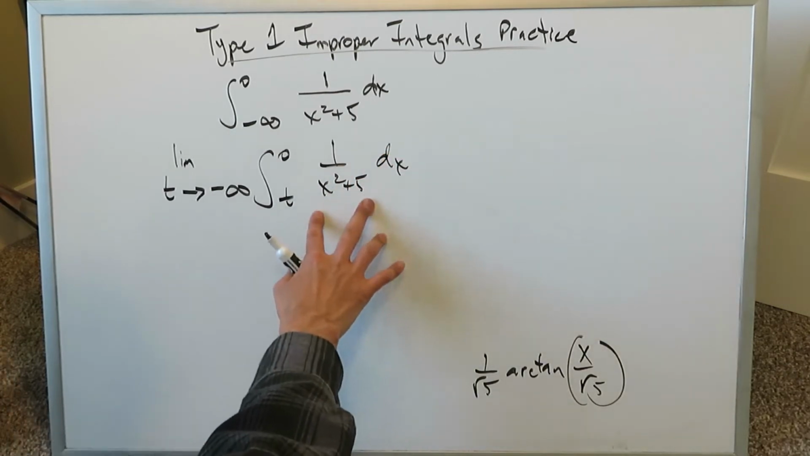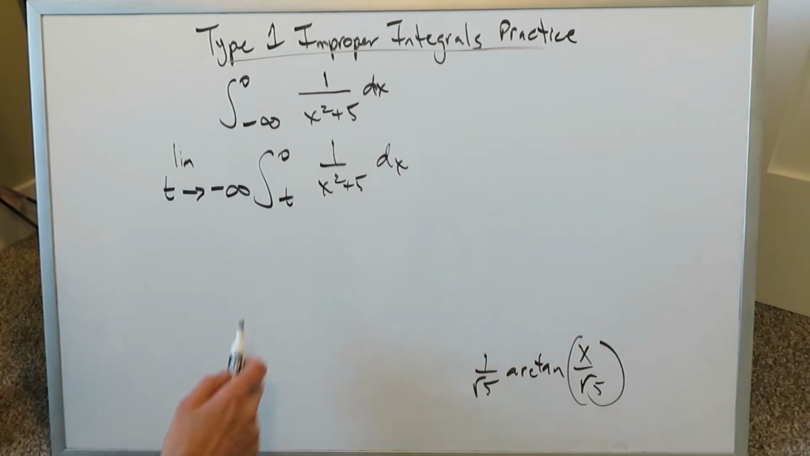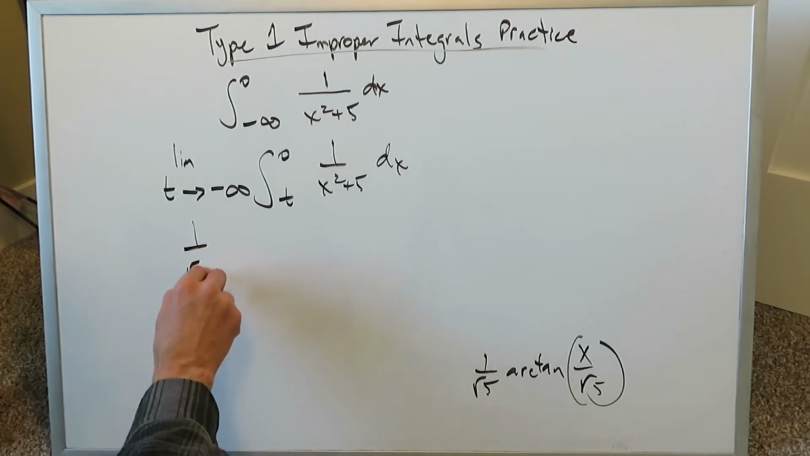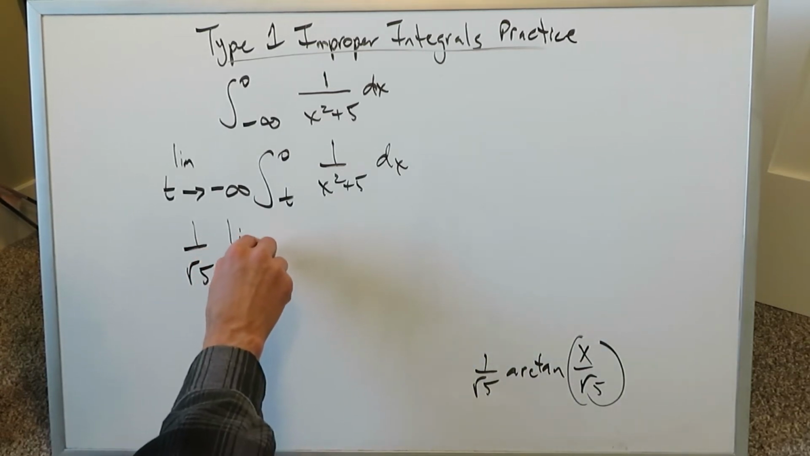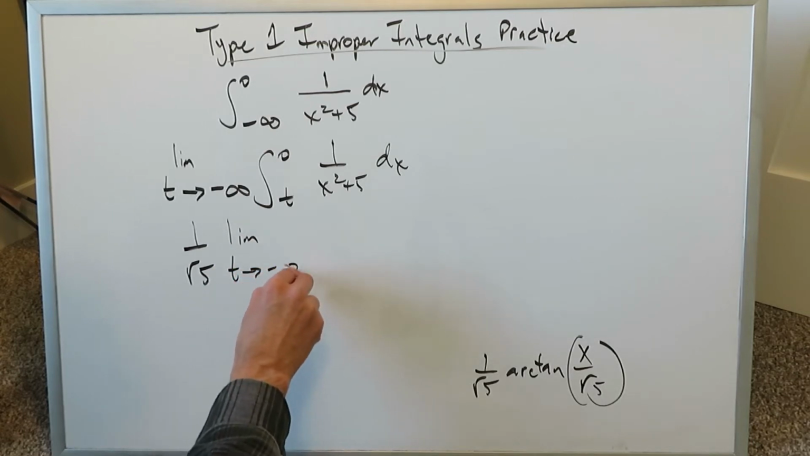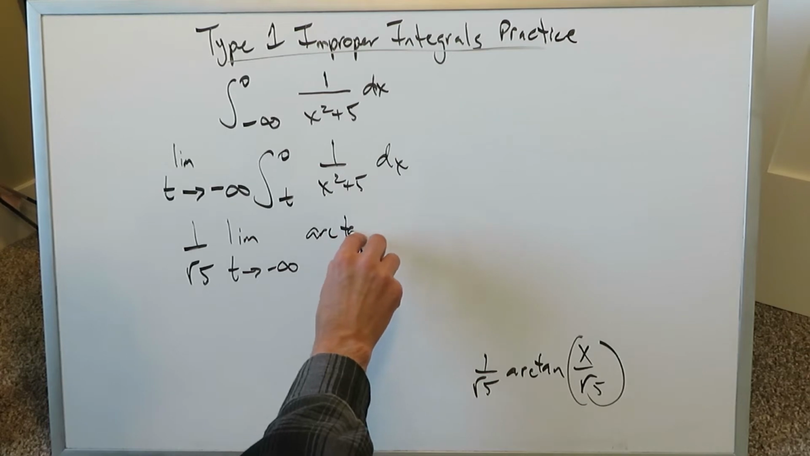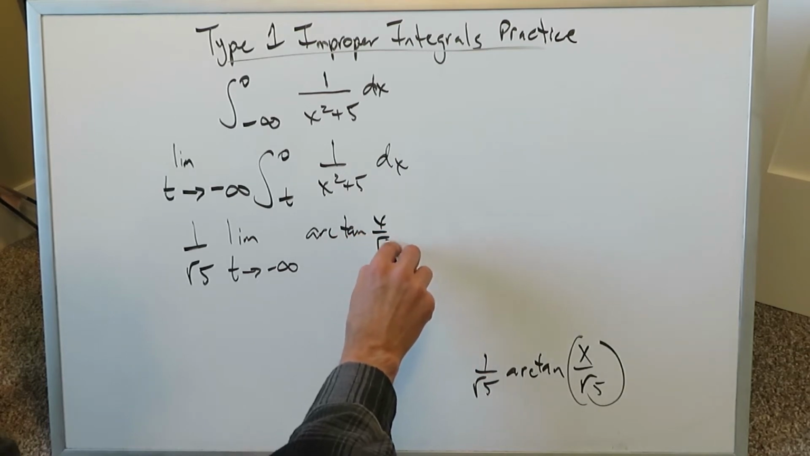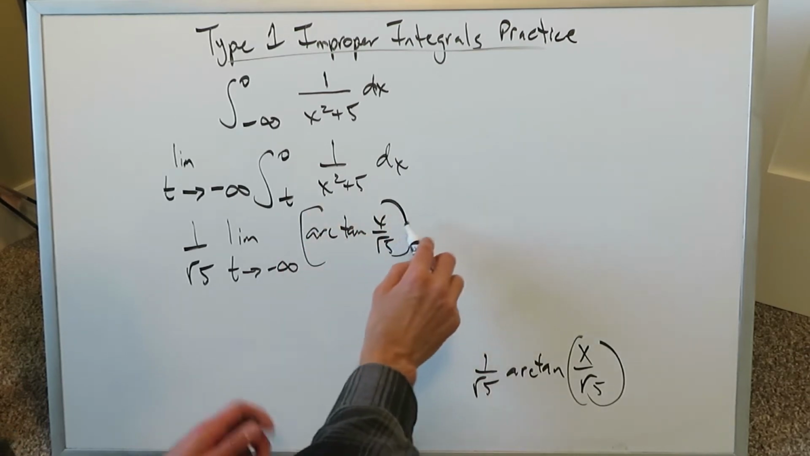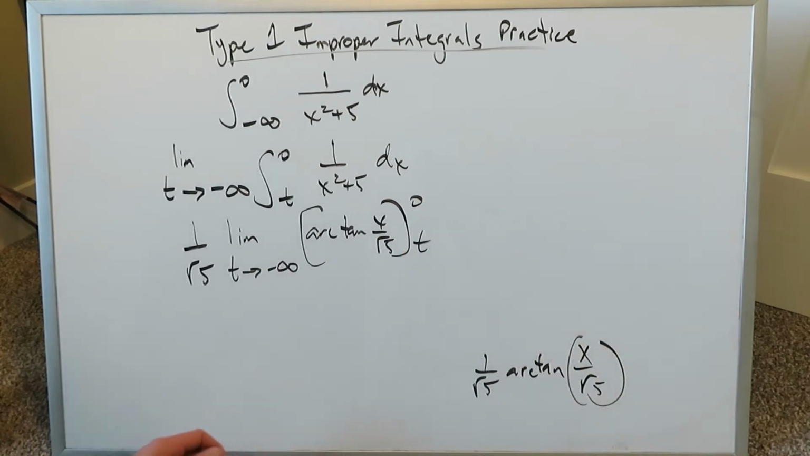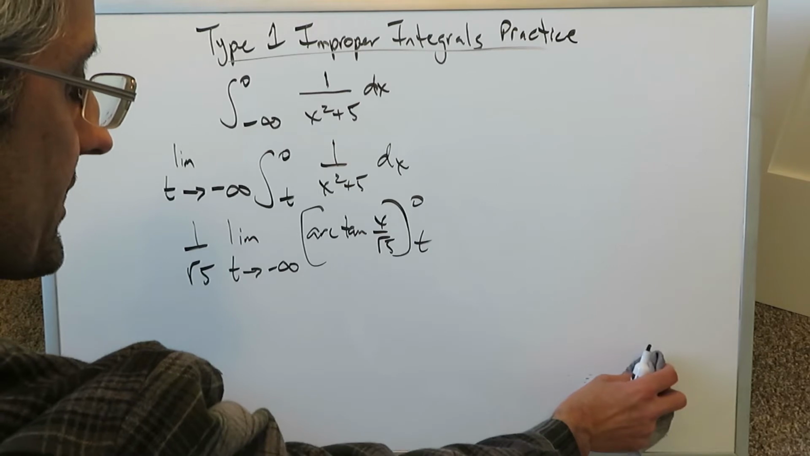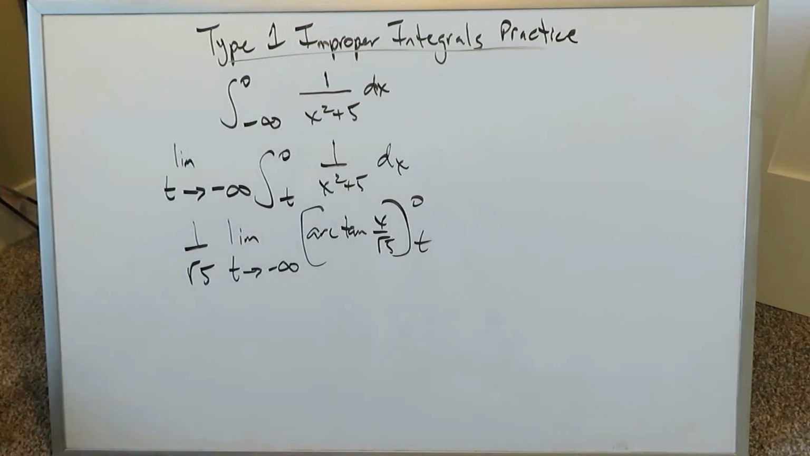Once we've done the antiderivative, this comes into the picture. I'm going to bring this 1 over root 5 right outside the limit. 1 over root 5, which is a coefficient, then limit as t approaches minus infinity. I have this arctan x over root 5, and all of this will be with regards to 0 and t. We have to evaluate this. Remember the whole concept about convergence and divergence. We'll present our answer as such.